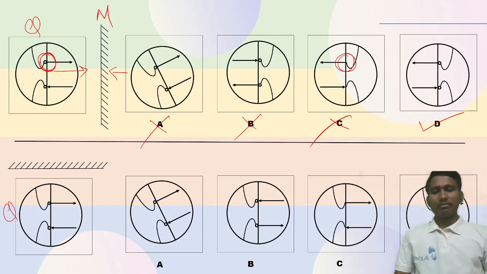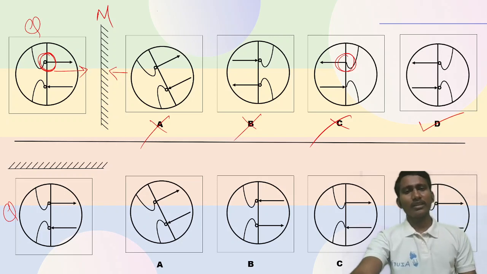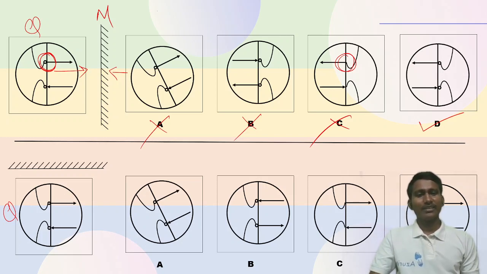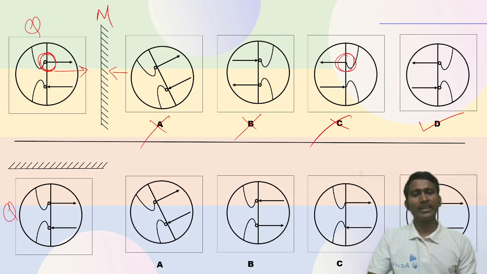What is the answer? Can anyone tell now? What will be the answer? Sir, B. Some are saying B and D. Is it B or D? Sir, the answer is B. Okay, option B. Fine. Let us see now.